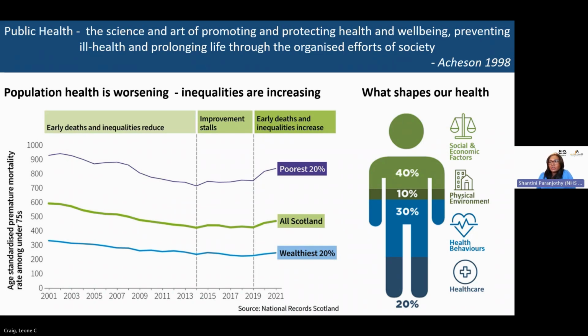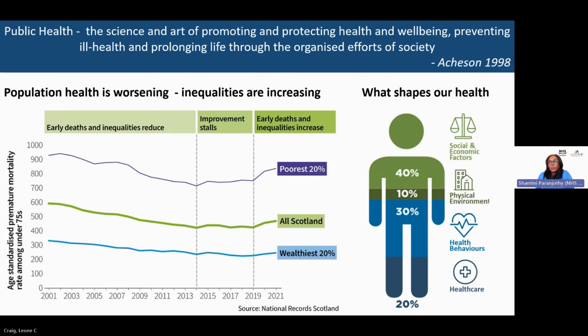So this slide shows the trend in premature mortality in Scotland. Premature mortality rates were declining in the first decade of this century, but then started to stall around 2014, well before the pandemic, and we're now seeing an increase in these rates. The rate of this increase is greatest in our most vulnerable communities, and we are seeing a widening in the inequality gap between the least and the most deprived areas.